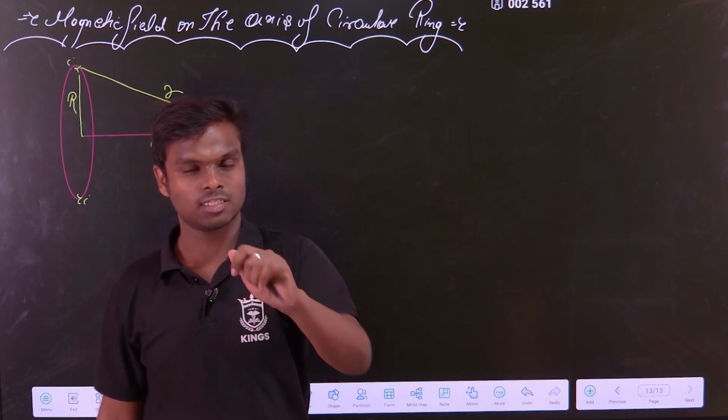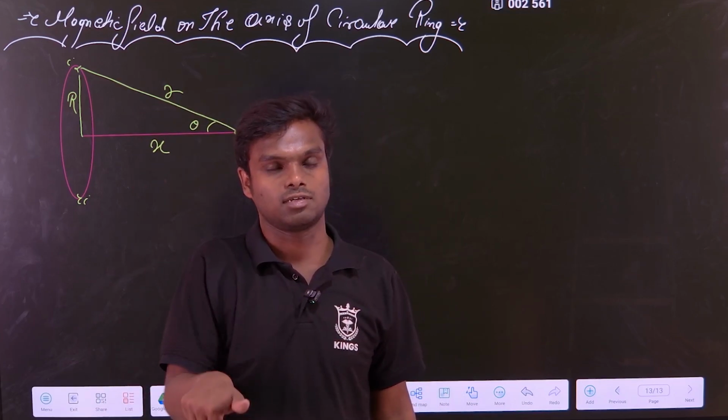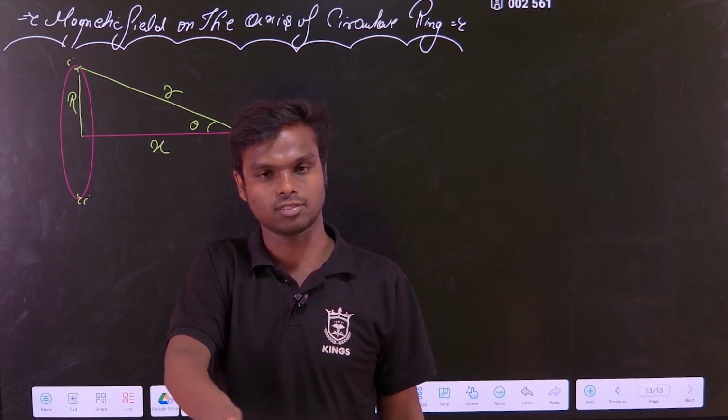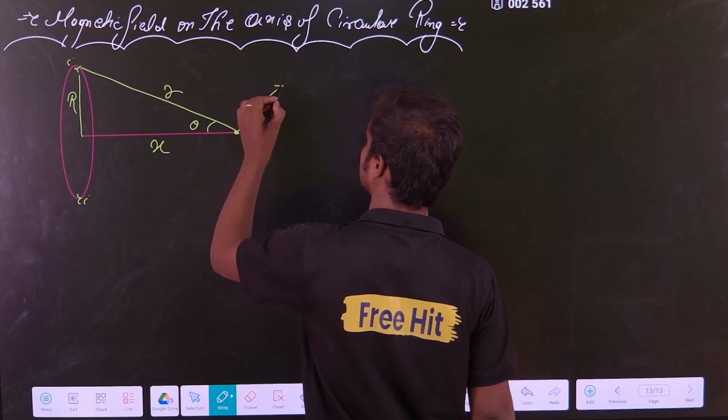Simple. Another method is what? Put your thumb in the direction of current, and DL cross R. Again, you are getting in this direction. The magnetic field will be in this direction.